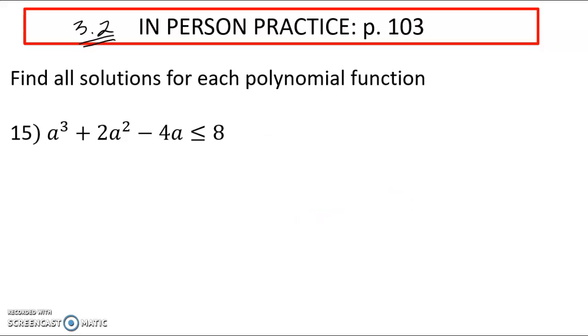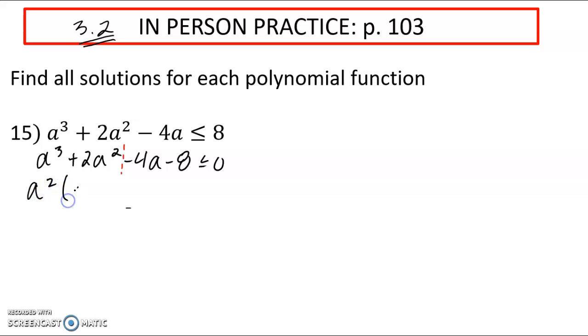Okay, so for number 15, we have a cubic polynomial. It's less than or equal to 8. So the first thing that we're going to have to do is subtract 8 from both sides, so that now I'm comparing my polynomial to 0. So if we notice 4 terms, we're going to have to factor by grouping here.